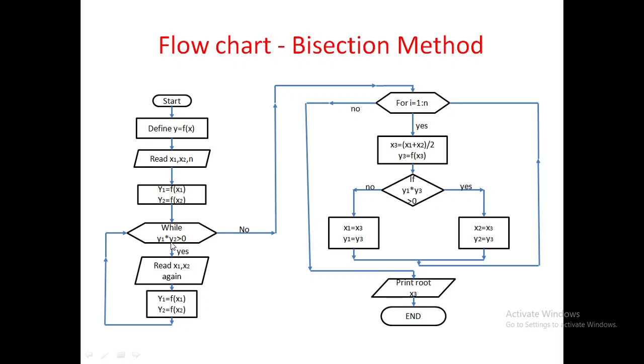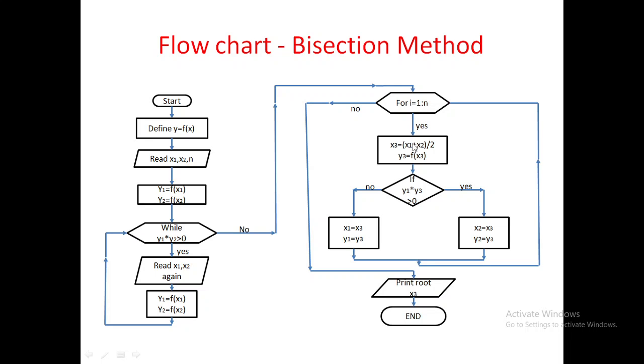If y1 into y2 is less than 0, that means the condition is satisfied. Once the condition of y1 into y2 less than 0 is satisfied, then you have to check whether mod of x2 minus x1 is less than accuracy. If not, then again you have to calculate the root x3, for i equal to 1 up to n, you have to check that.